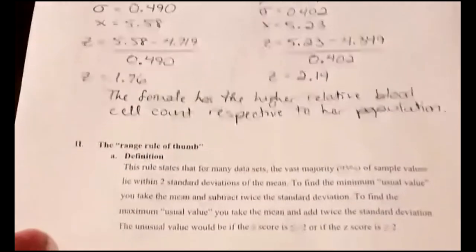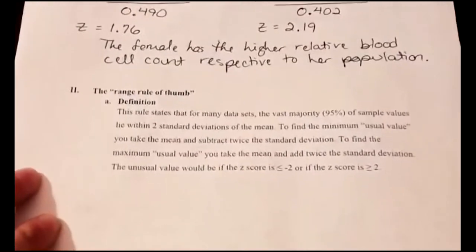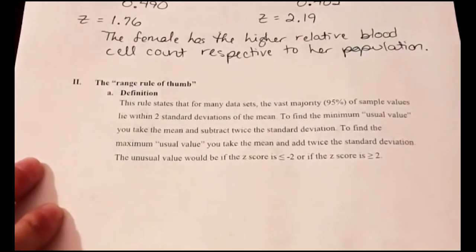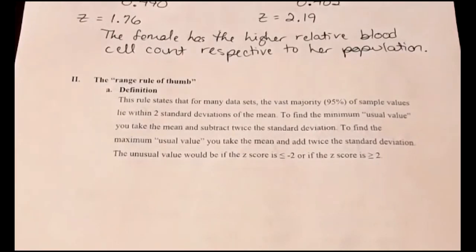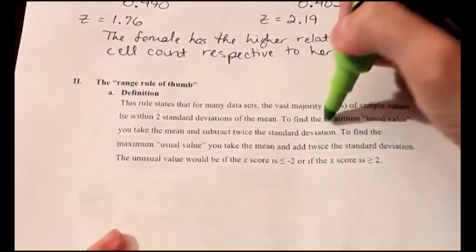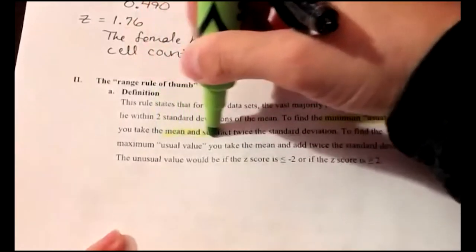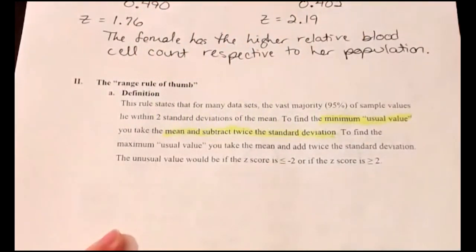The next idea that we have is something called the range rule of thumb. So take a look at this definition. Kelly, would you read that out loud for everyone, please? This rule states that for many data sets, the vast majority, 95% of sample values are within 2 standard deviations of the mean. To find the minimum usual value, you take the mean and subtract twice the standard deviation. To find the maximum usual value, you take the mean and add twice the standard deviation. And a usual value would be if the z-score is less than or equal to 2.